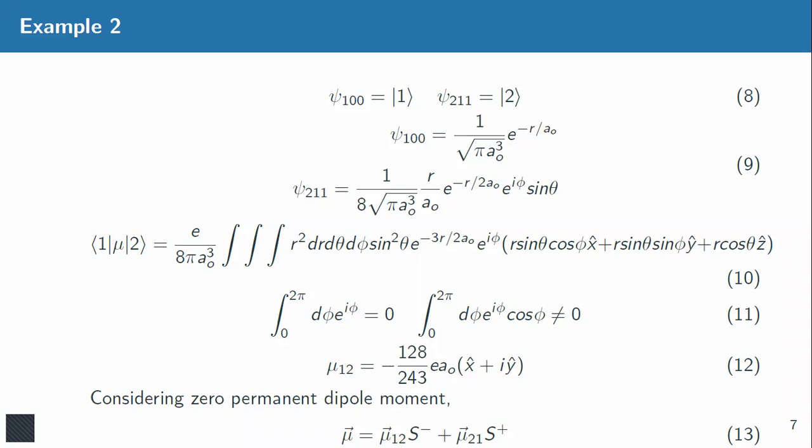We will now discuss the case of the atom which has zero permanent dipole moments, so only the transition dipole moment terms survive. The dipole moment in that case is given in equation 13, and we will see how it plays into the atom-field interaction and the form of the Hamiltonian that we are going to discuss in the later slides.